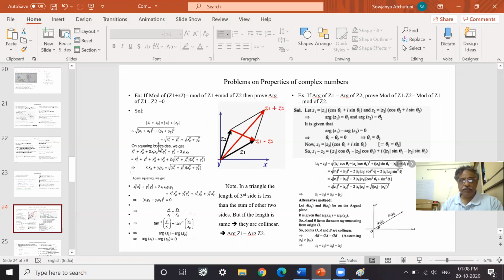So squaring both sides and simplifying, I am getting x1 x2 plus y1 y2 is this. Again I am squaring. So what I am finally getting is x1 y2 is equal to y1 x2. That means y1 by x1 is equal to y2 by x2. That is also arg of Z1 is equal to arg of Z2. So they have the same slope. Then only they will be equal. Otherwise, the resultant is less than the sum of the two sides, as we have seen.